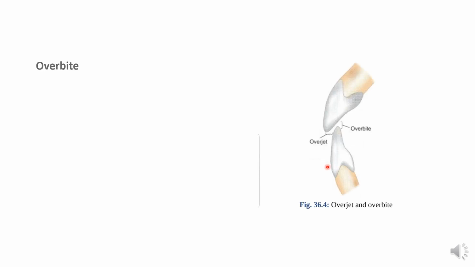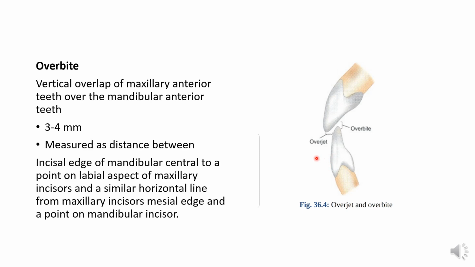Next we have the overbite. Overbite means the vertical overlap. Now this incisor falls like this. Even you can see in the mirror, when you smile, you cannot see half of your lower incisors. It is because of the overbite, or the overlap of the maxillary incisors.